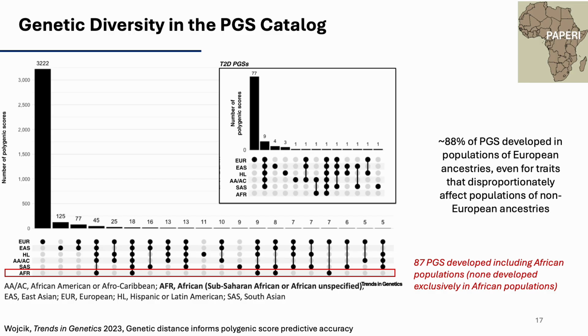However, the PGS catalog was recently used to demonstrate that about 88% of PGS have been developed in populations of European ancestries, even for traits that disproportionately affect populations of non-European ancestries, such as type 2 diabetes, as shown in this inset figure. Further, only 87 PGS of the about 3,500 PGS in the catalog at the time of the study have been developed in African populations, suggesting the lack of global representation in PGS development.